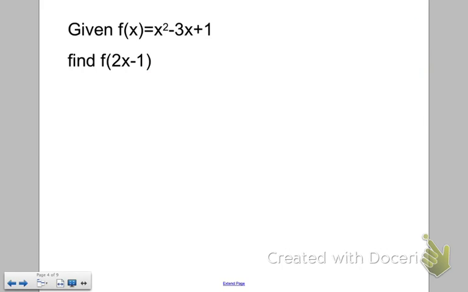Now this next example is going to be very similar to example D that we did previously, but I'm going to change the function on you guys. This time we have f of x equals x squared minus 3x plus 1, and I'm looking for f of that quantity 2x minus 1. So everywhere I see an x in my original f of x function, I'm going to replace it with a 2x minus 1 in parentheses. So this will equal the quantity 2x minus 1 squared minus 3 times the quantity 2x minus 1 plus 1.